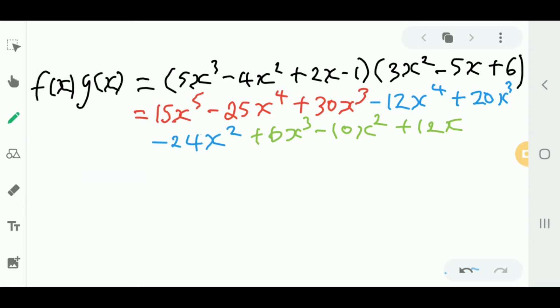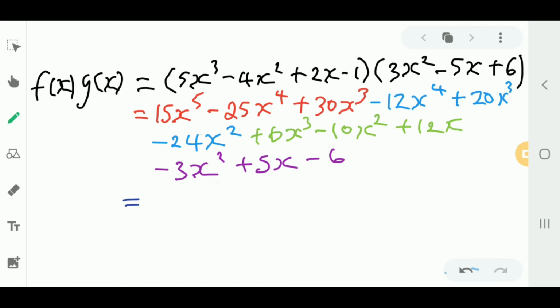Then we have to go to the 1, so that times that, and times that. We have minus 1 times 3x squared, that gives us minus 3x squared. Minus 1 times 5x, that gives us positive 5x. Minus 1 times positive 6, that's minus 6. Now what we have to do is group our like terms and simplify.